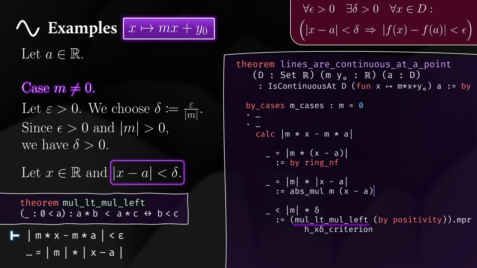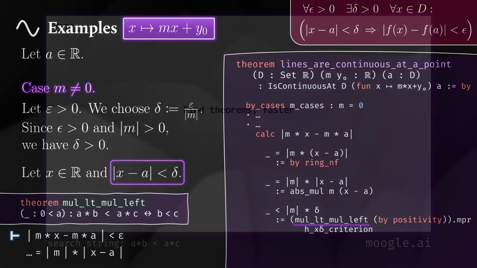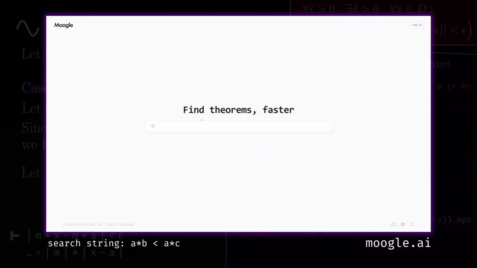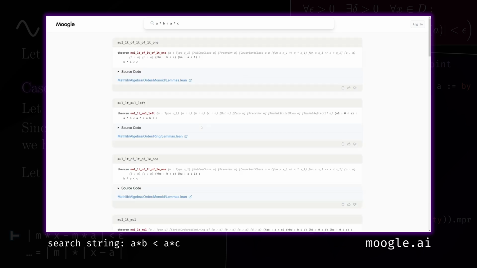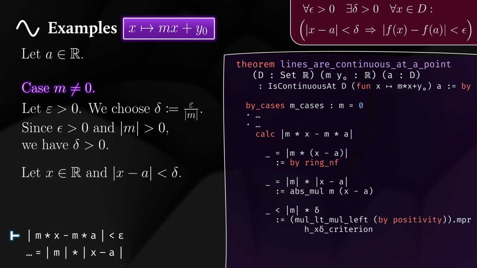And then you might ask, well, how do you come up with these theorems? How do you know which ones to use? Well, there's a nice website called Moogle.ai, and you can search for names or for things that you want to prove. For example, here we search for a times b smaller than a times c, and what we get is a second search result already our theorem that we want to use. Okay, so we use that fact now and plug it in.